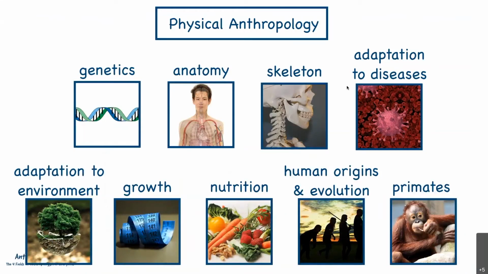Physical anthropology is the anthropological study of the human body. This includes a study of things like genetics, anatomy, the skeleton, adaptation to diseases, adaptations to the environment, growth, nutrition, human origins and evolution, human variation, primates, and lots more. That sounds like a lot, right?